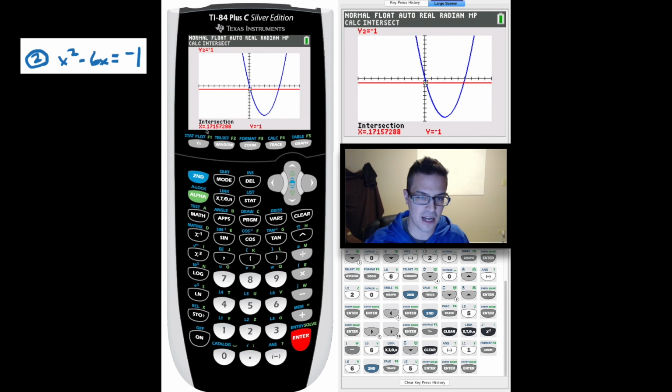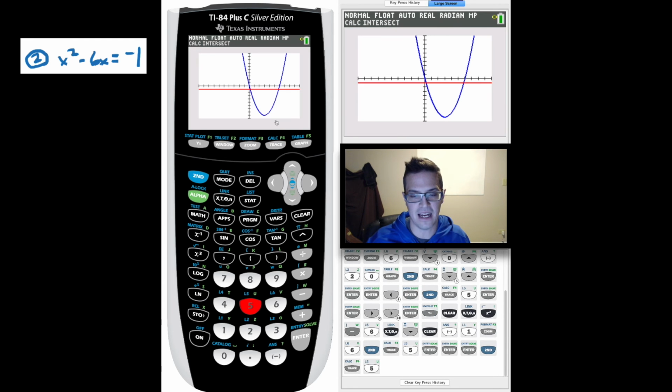There are some questions where it's going to say the exact solution. That being said, let's try to find this other solution over here. So we're going to do second, calc, 5 for the intersect. First curve, yes. Second curve, yes. Good. And then now guess. Now we're going to have to move this all the way to the other side here, so it's closer to this intersection. Hit enter.